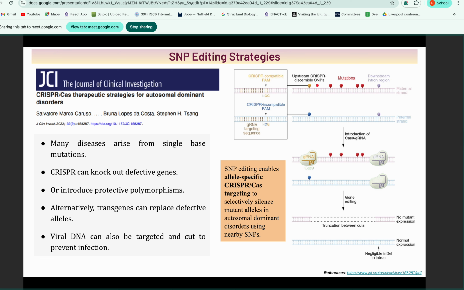So upstream CRISPR discernible SNP. In this case, I have the SNP which is upstream of the site. So we can bring about, this is the maternal strand and this is the paternal strand, and this is the downstream intron region, and these are some of the mutations. Now our aim is to treat those mutations, to remove these mutations.